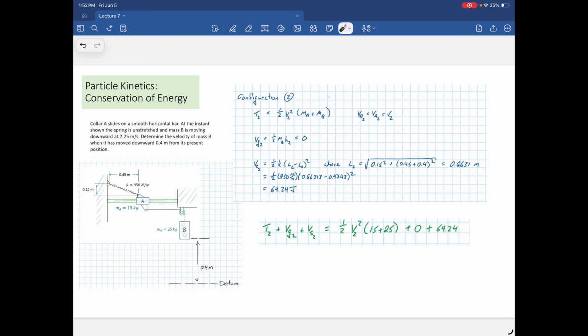Adding those together, we have the kinetic energy, which we don't know, since we don't know what velocity 2 is. That's what we're looking for. Then 0 gravitational energy and plus 64.24 joules of spring energy.